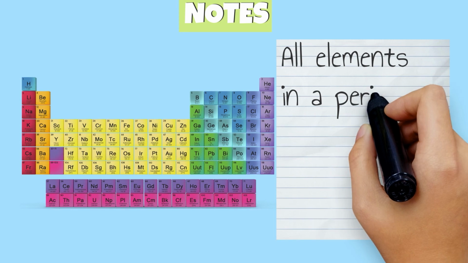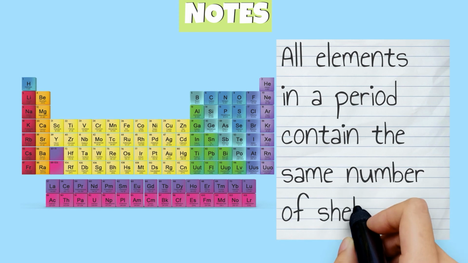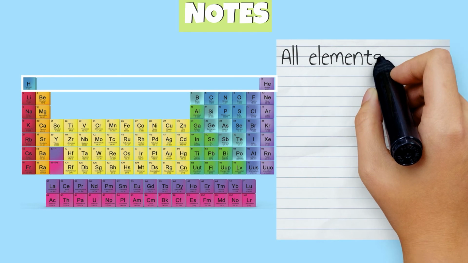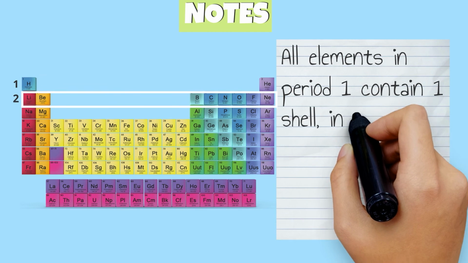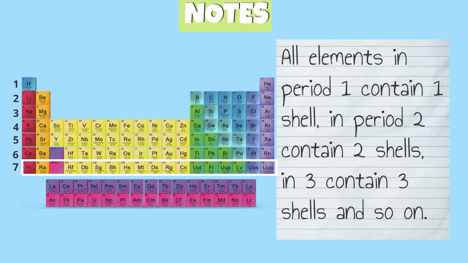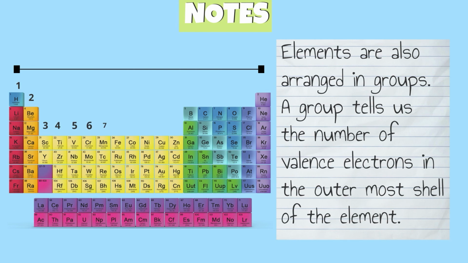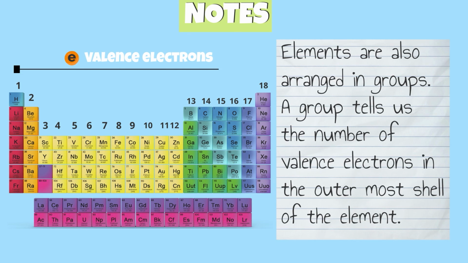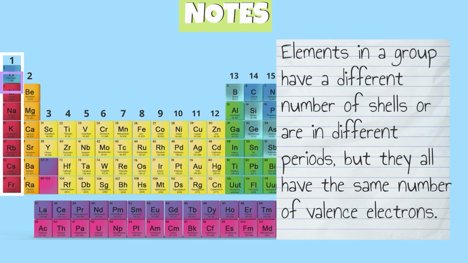All elements in a period contain the same number of shells. All elements in period 1 contain 1 shell, in period 2 contain 2 shells, in period 3 contain 3 shells, and so on. Elements are also arranged in groups. A group tells us the number of valence electrons in the outermost shell of the element. Elements in a group have a different number of shells, or are in different periods, but they all have the same number of valence electrons.